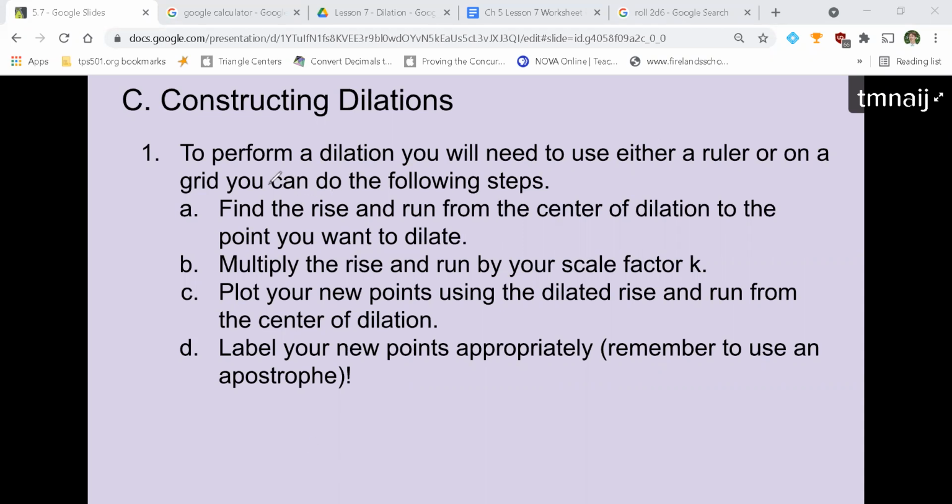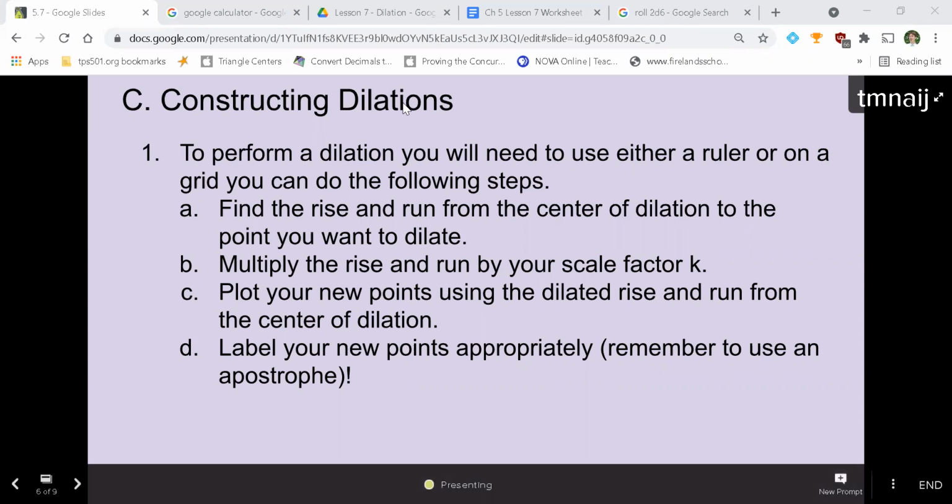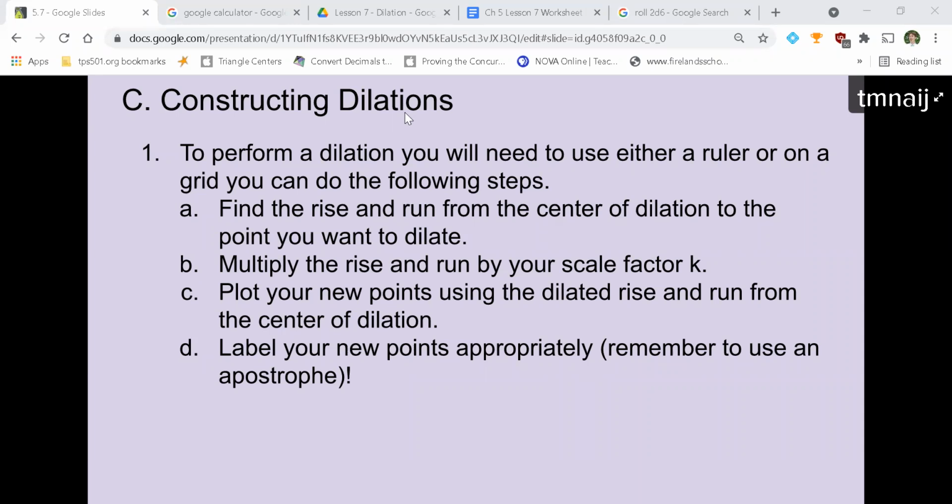So to do that, you're really just going to use slope. You will find the rise and run from the center of your dilation to the point that you want to dilate. You will then multiply the rise and run by your scale factor K, and then you will plot your new point using the new rise and run. Make sure at the end that you label your points. You'll lose half a point on the quiz and test if you don't put that apostrophe. You've already seen from the examples we've done how important it is to know which is the new and which is the old drawing.